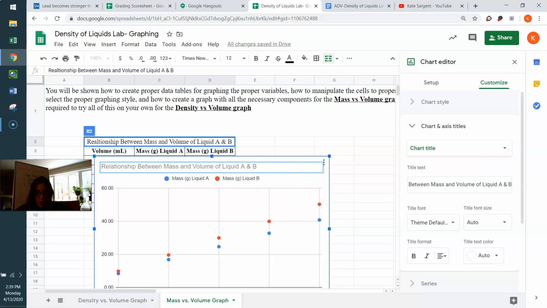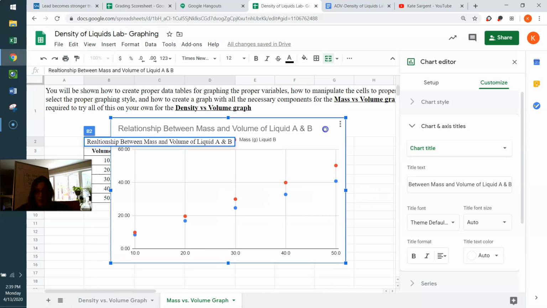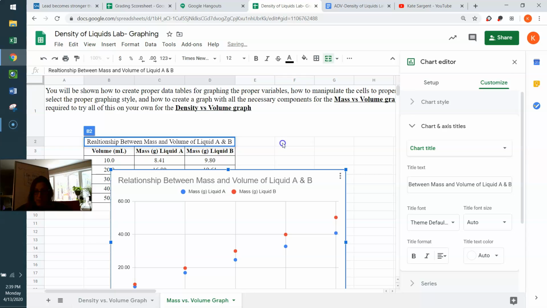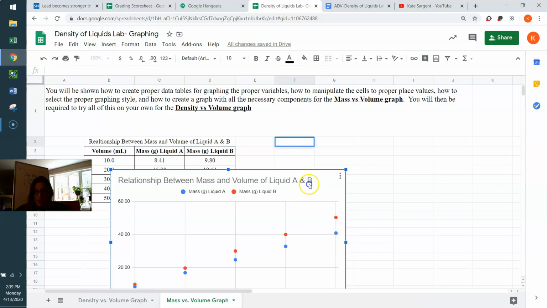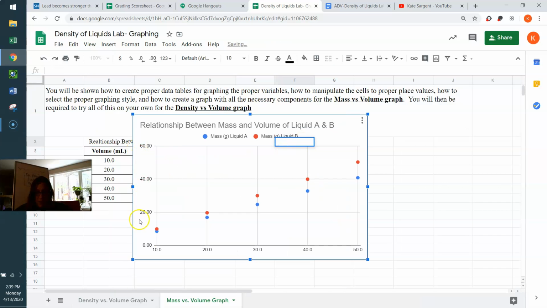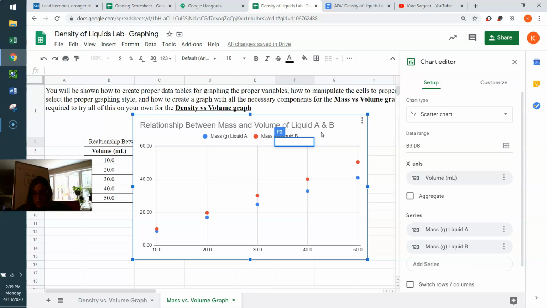Now I've got my title on there. It's at the top of the chart. It's kind of out of the way. But I would notice that I do not have my Y and X axis labeled, so I'm going to go back to my edit chart.